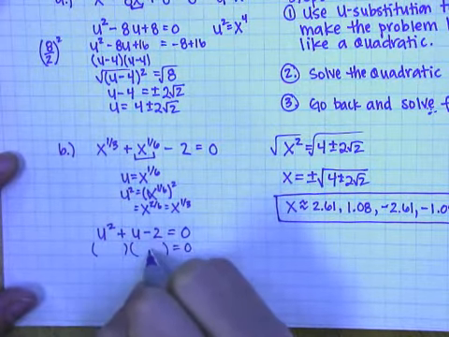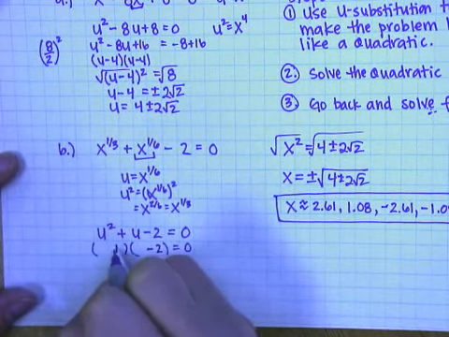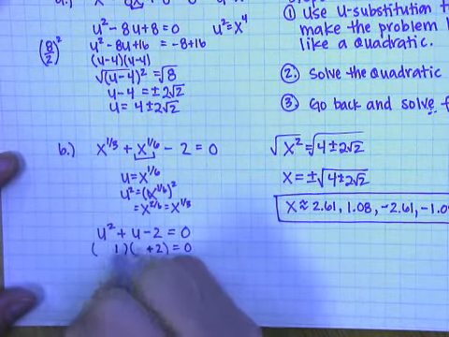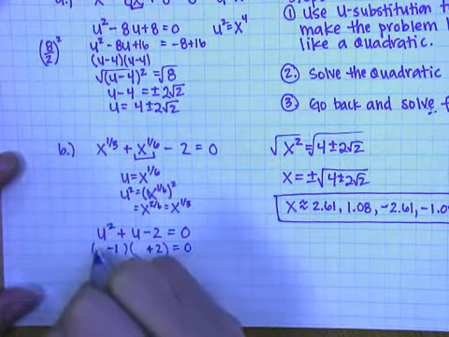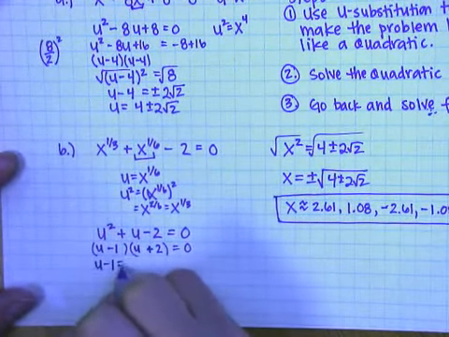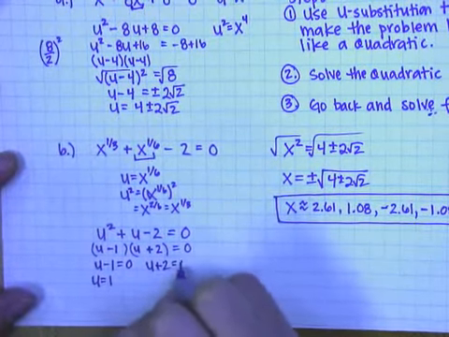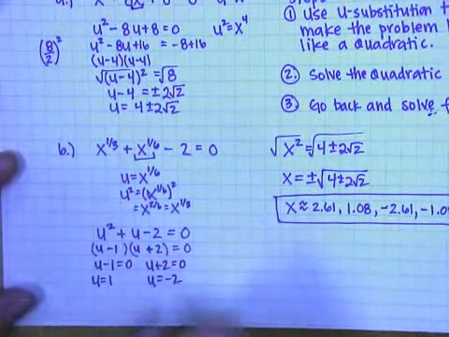Let's see, a -2, so I need one thing to be a -2 and one thing to be a 1. Does that work? Oh, this needs to be a +2 and a -1. And then u and u. So then I get u minus 1 equals 0, so u equals 1. U plus 2 equals 0, so u equals -2.